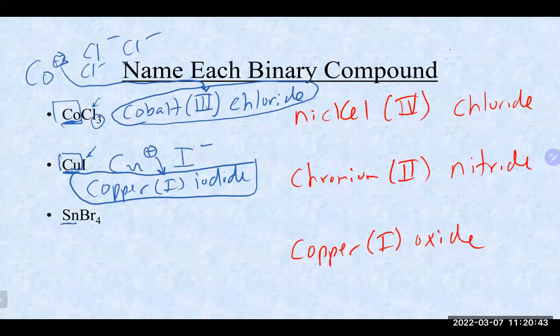Lastly, we see Sn, which is tin, a metal, and we see Br, which is bromine, a non-metal, which tells us it's ionic.